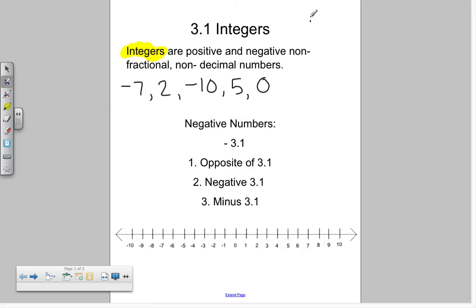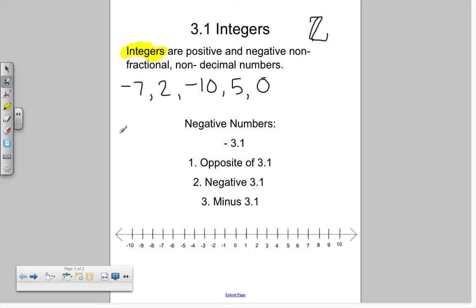Some people argue that 0 is not positive or negative, but it still falls into the category of integers. In math, they use big, fancy symbols to define certain sets of numbers. So this capital Z with a double bar in the middle is the symbol for integers when you're talking about these positive and negative non-fractional, non-decimal numbers. You'll see that again and again in my work, not so much in the book, but in my work you'll see this double-barred Z to represent integers. If you look at this number line down here, you will see all integers from -10 to +10.